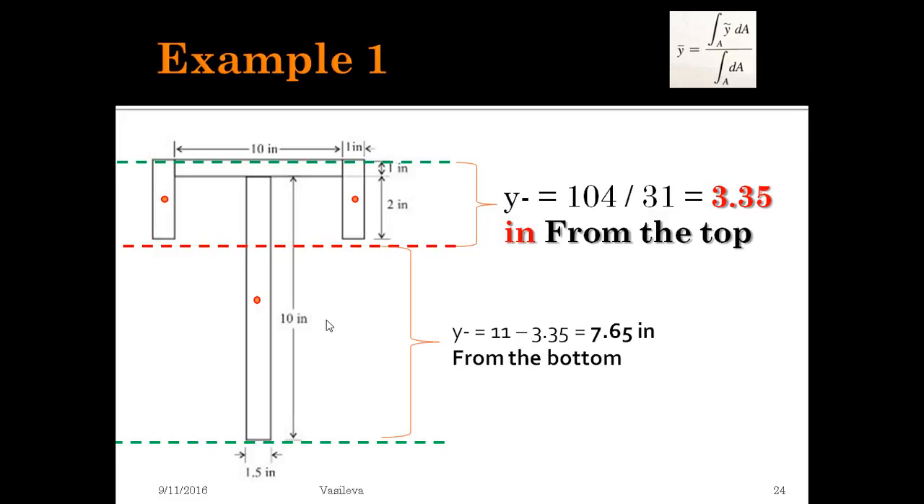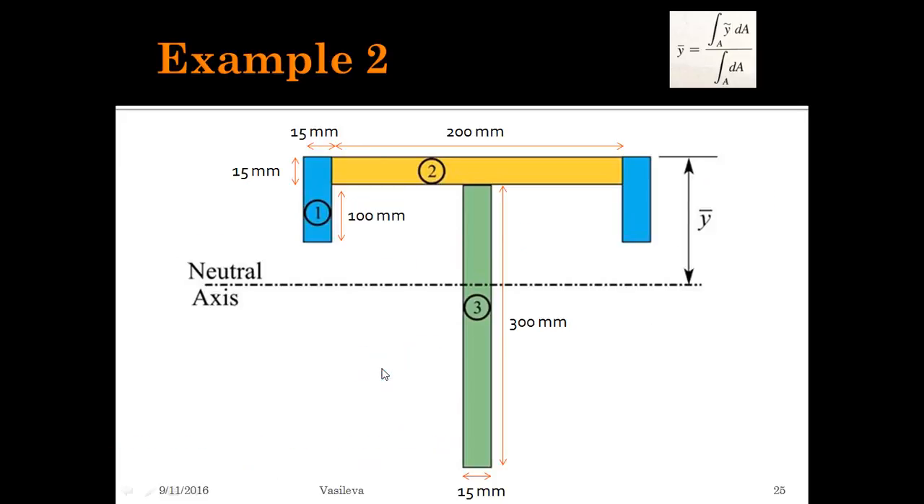Either way, you can find the center of gravity either from the top or the bottom, but you just need to make sure you're labeling the distance. Is it 3.35 from the top? Is it 3.35 from the bottom? Because if you don't label where you're referencing, you're going to lose points.